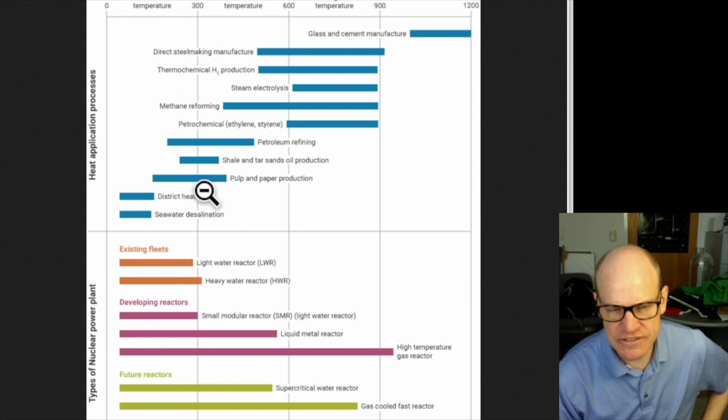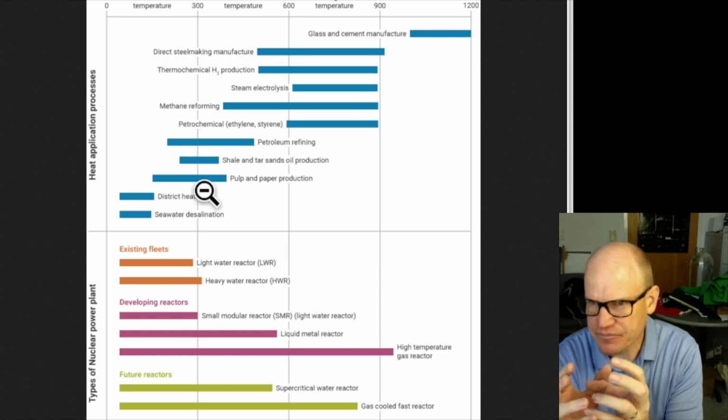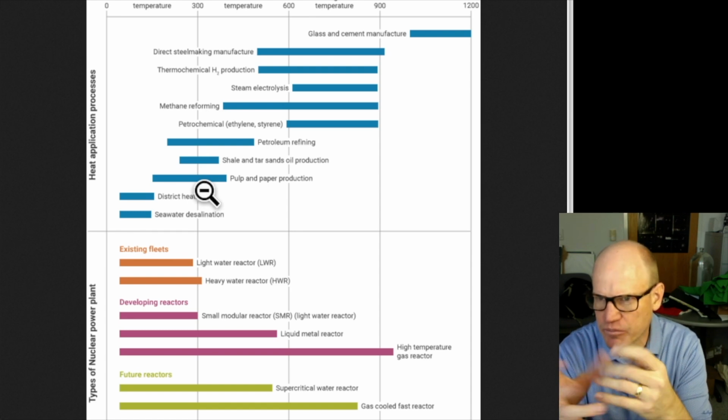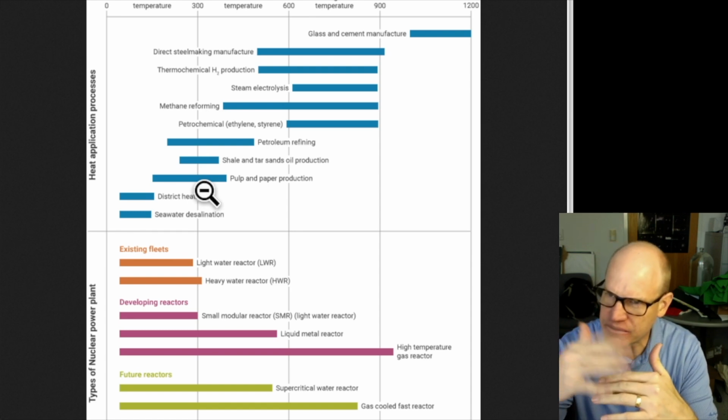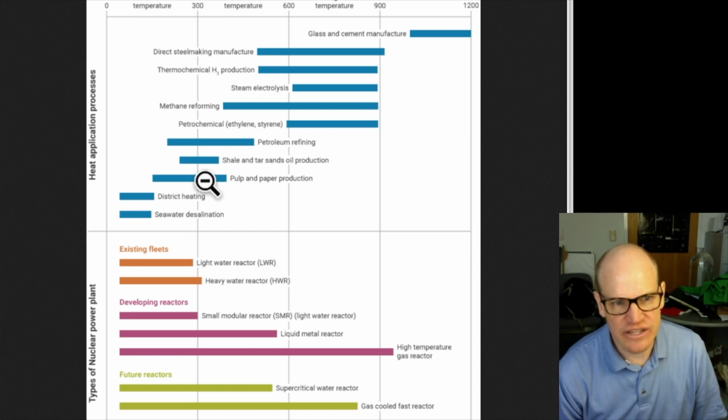Pulp and paper production. So when you make paper, you grind up all of the wood pulp. Like you make the wood pulp, it's like a slurry. And then you have to evaporate all of the water out of that system to eventually form the paper. And so that takes quite a bit of energy.